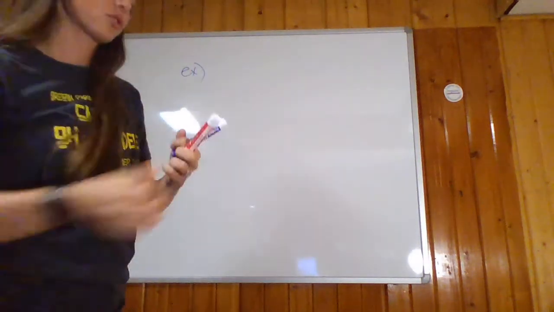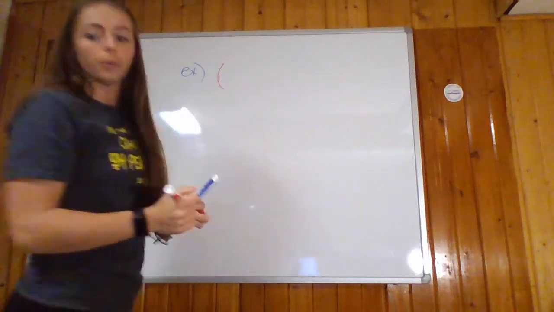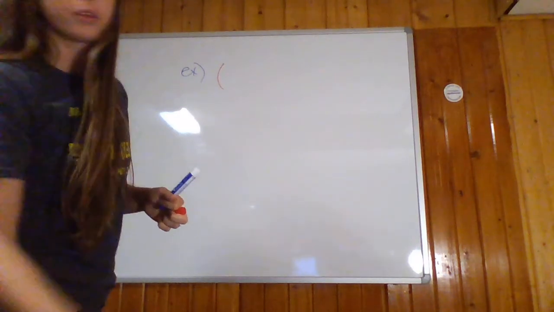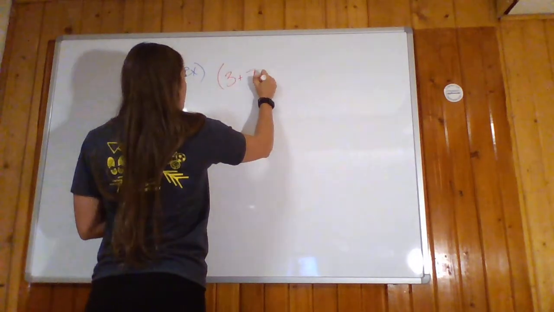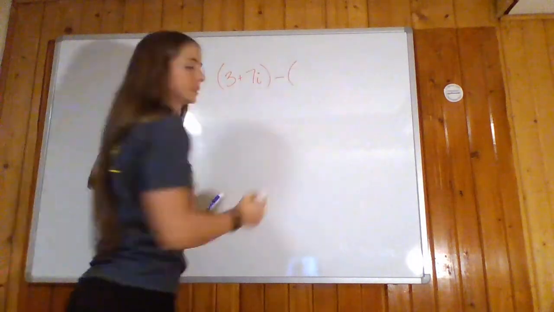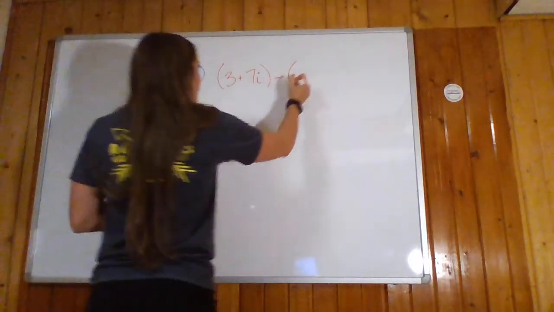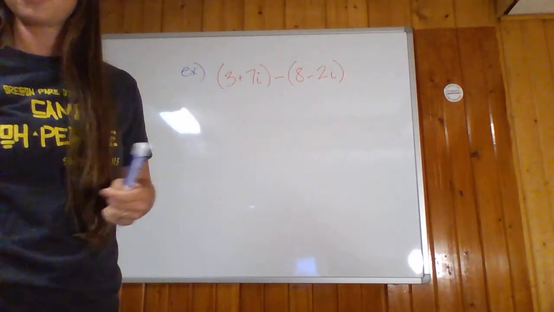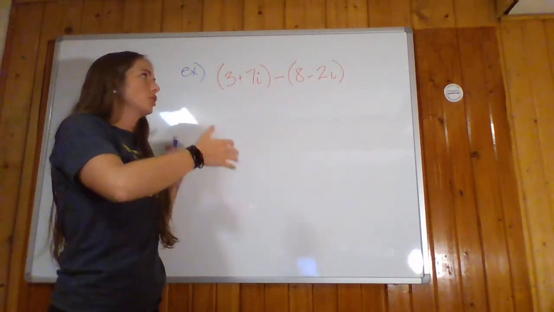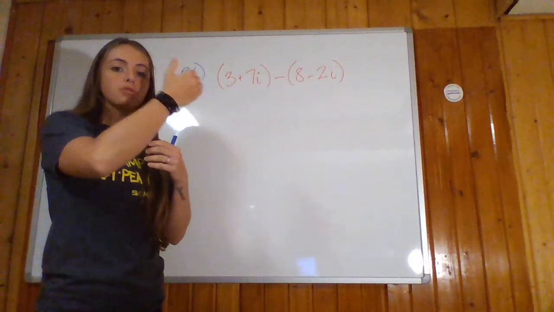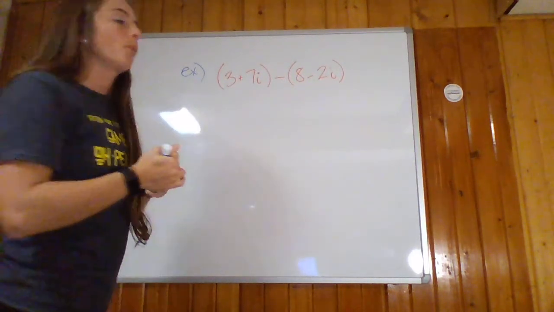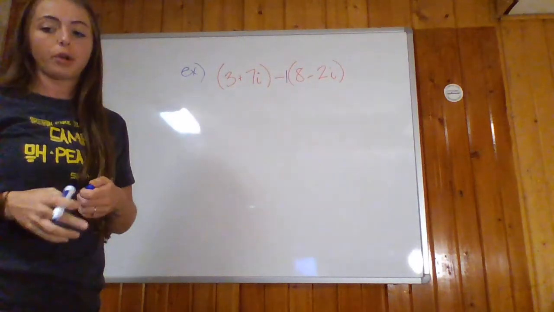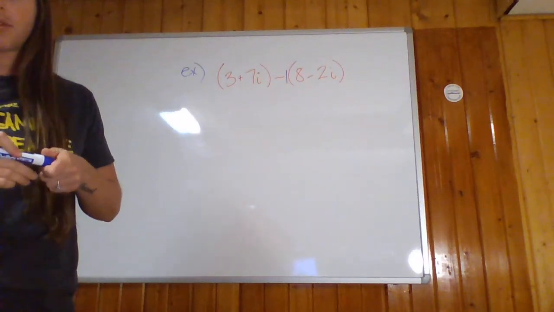So then with subtraction, let's do 3 plus 7i minus 8 minus 2i. The one thing you have to remember is that complex numbers are written as binomials. So any operation happening outside of that binomial needs to be distributed to everything within that binomial. When we have subtraction, it's the same thing as distributing a -1 throughout that binomial. So I need to do that step first.